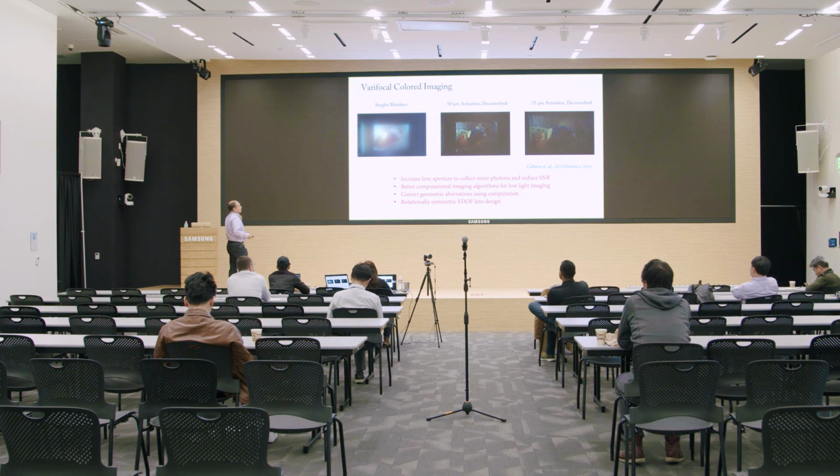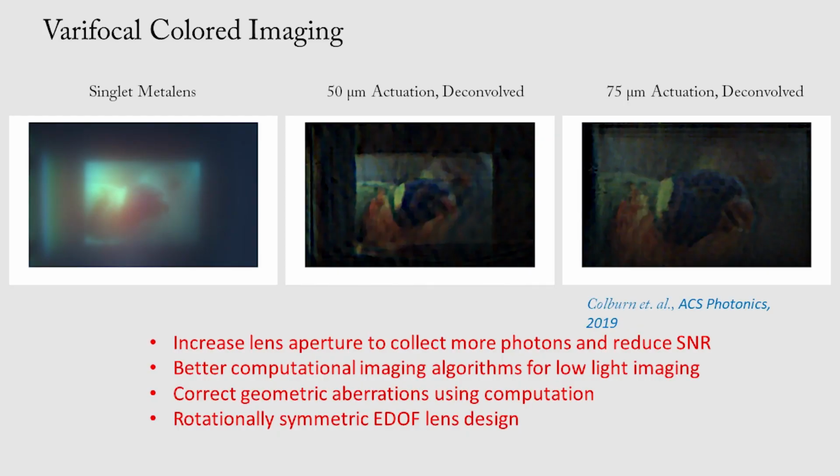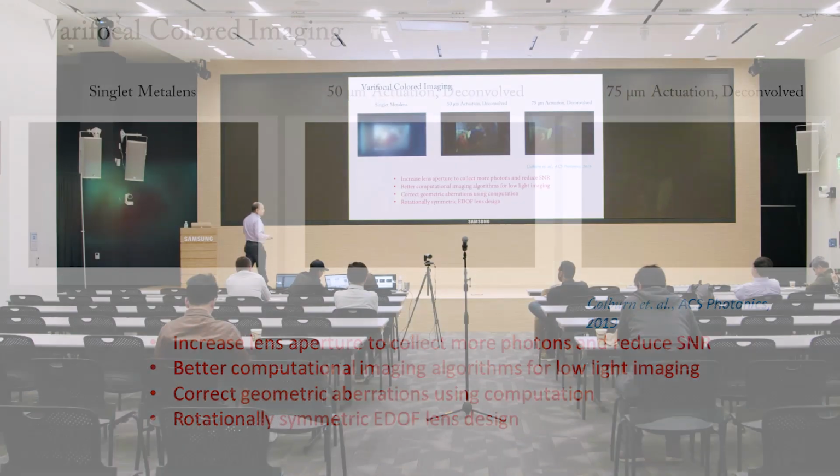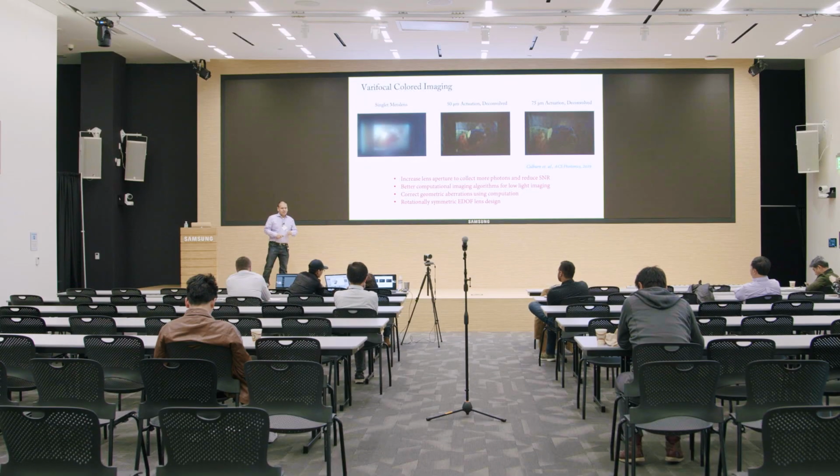So why is the image quality poor? One of the things is our lens aperture is very small. The lens that we are making is 200 microns. We actually need to make larger aperture lens. We can use better computational imaging algorithm. The linear deconvolution that we are using is actually a very rudimentary algorithm. We are now looking into better imaging algorithm. We have a lot of geometric aberrations that we have not corrected yet. So that's something that we are exploring. And also, as I mentioned, for the streaking, we are looking into some rotationally symmetric EDOF lens design.